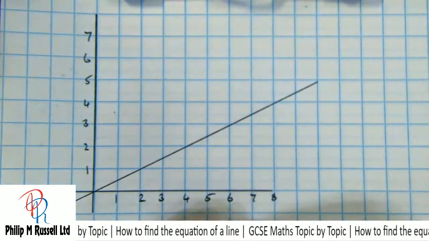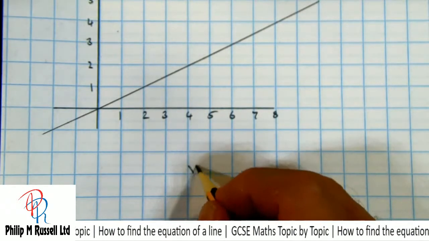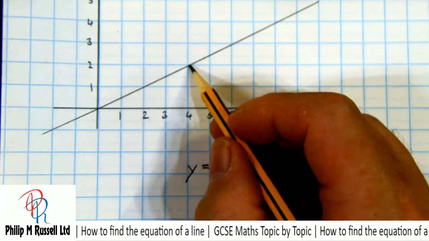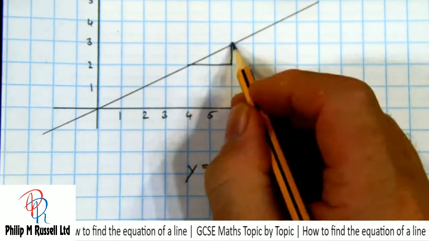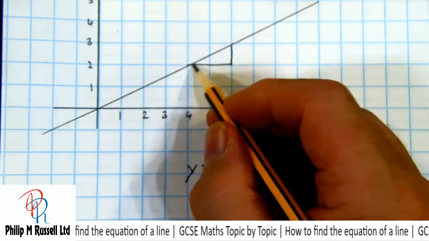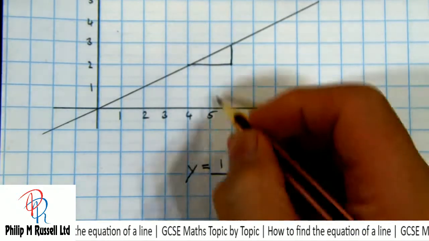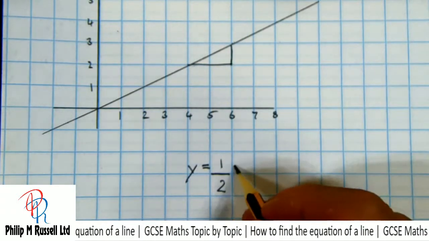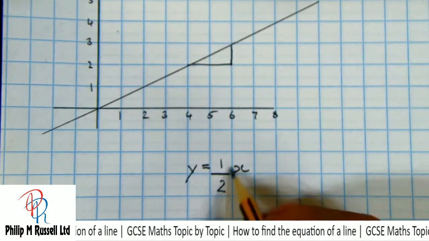This is the graph of, let's just push this up a bit, y equals the rise. Let's just look at this little point here. You've got to choose points where they cross lines. So y equals the rise, which is 1, over the run, which is 2x. So this is going to be y equals a half x.